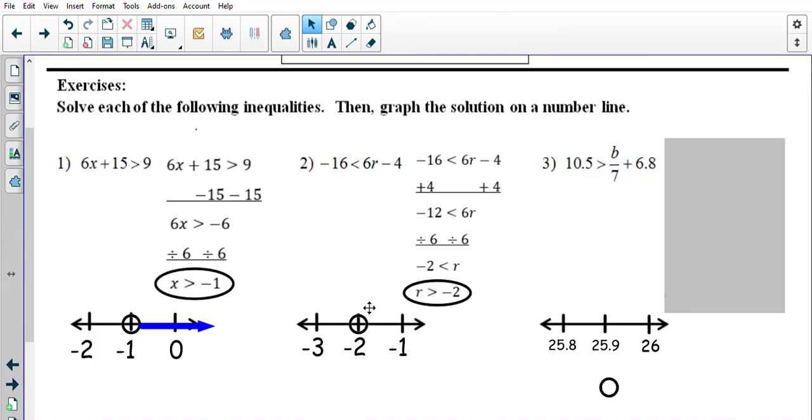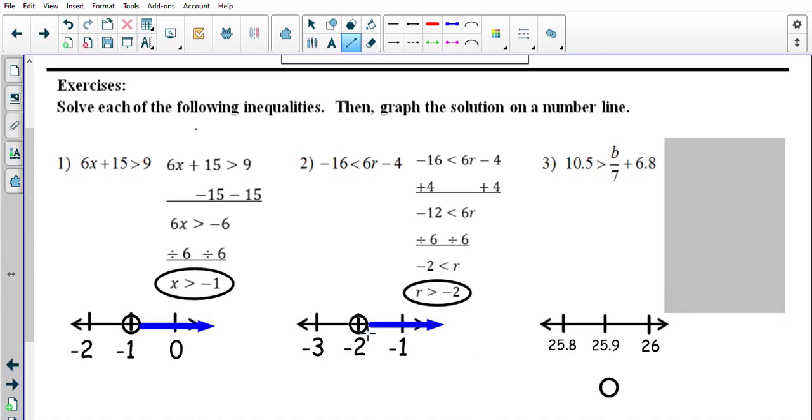That's going to be another open circle. And since it's greater than, we're also going to shade to the right. So let's go ahead and shade to the right here. There we go. So our number line is going to look like this. And again, we need to have a minimum of 3 numbers on our number line.